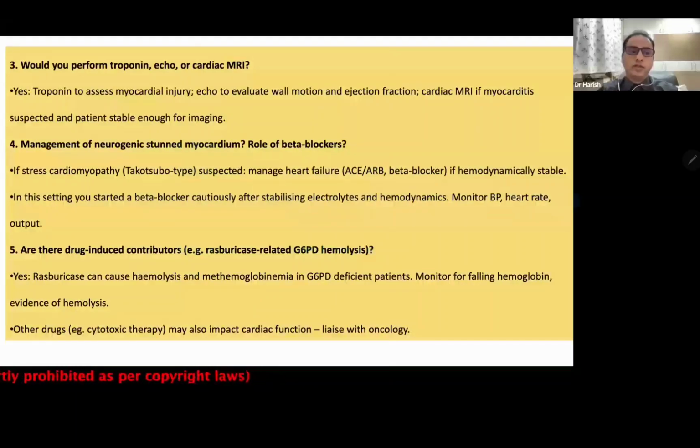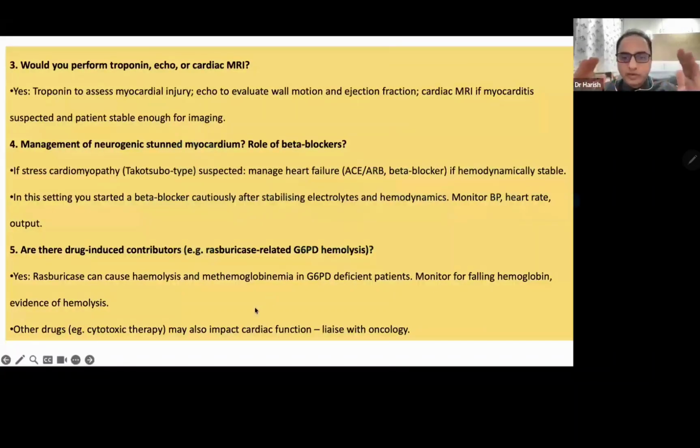Okay. So are there drug-induced contributors? When a patient has G6PD deficiency, if you give rasburicase it can cause significant hemolysis and methemoglobinemia, which can again worsen the cardiac dysfunction and all.